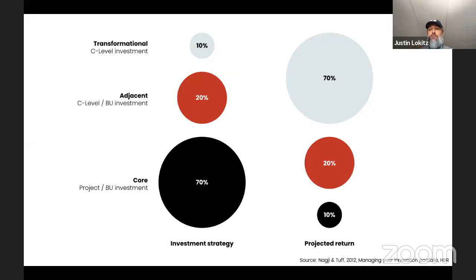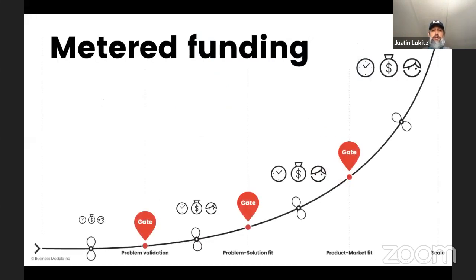In most cases, we see this with companies. This doesn't come from me. This comes from the study that was done and published in HBR. Most companies invest here on the left, but you find out the return comes from transformational projects. Well, when you go to this metered metric funding portfolio approach, it gives you every opportunity in the world to try new transformational things without going broke.